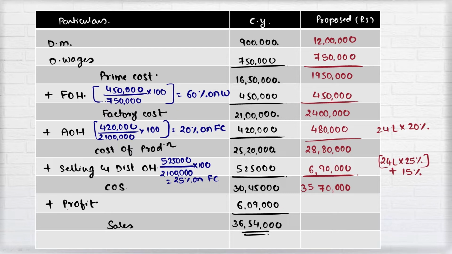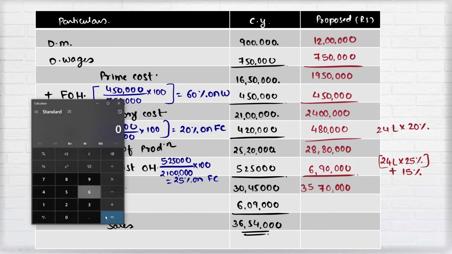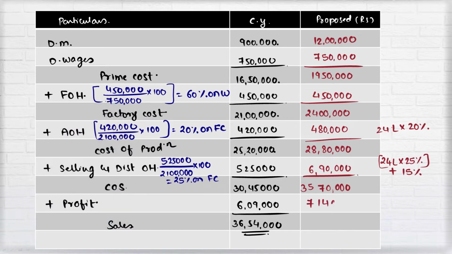They want to earn the same rate of profit as they were earning before. How much profit were you earning on cost before? 6 lakh 9,000 divided by 30 lakh 45,000, which is 20%. You were earning previously 20% on cost as a profit. Now also you want to earn 20% profit on cost. So 35 lakh 70,000 into 20% is 7 lakh 14,000. The answer will be 42 lakh 84,000, which will be your new selling price of this new job.